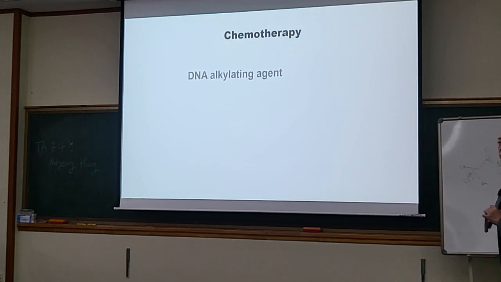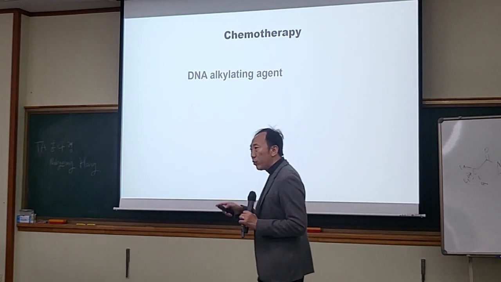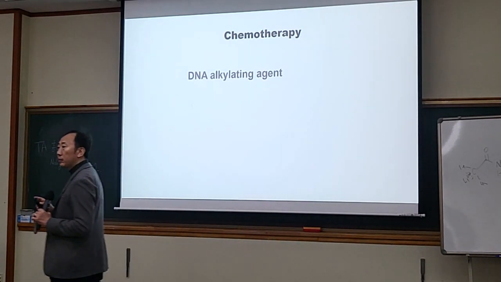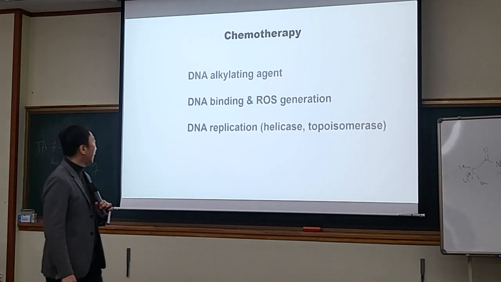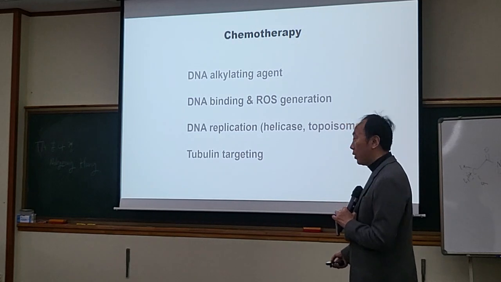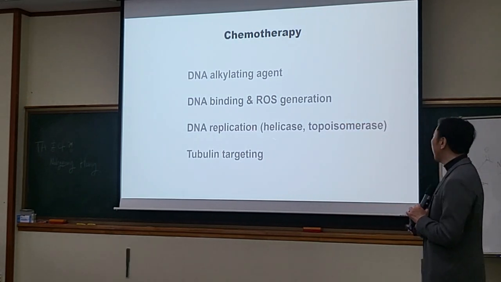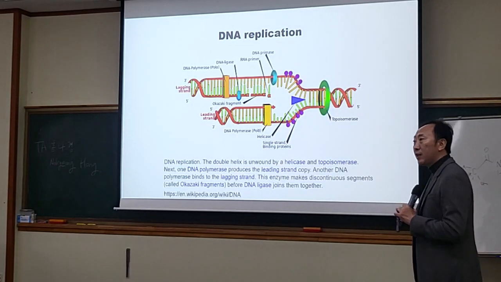So for chemotherapy, by looking at those pathways, which should we attack? That is the strategy. DNA synthesis is a part that takes maybe a long time. That's why DNA alkylating agents are quite common. And DNA binding, not alkylating but binding, or DNA replication attack, or another target. This one I will tell you later. So DNA is the main target during DNA duplication.